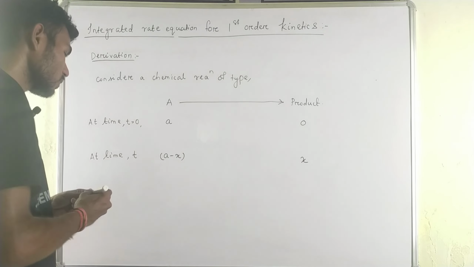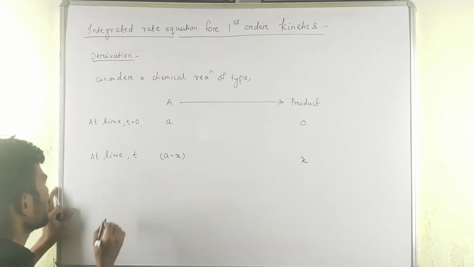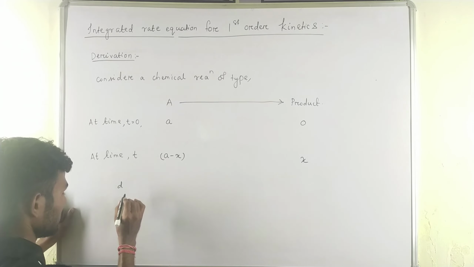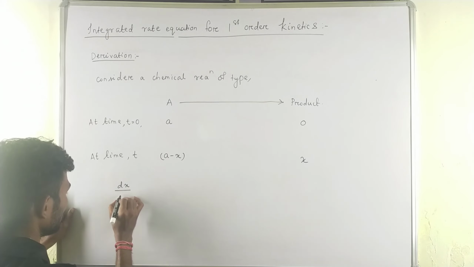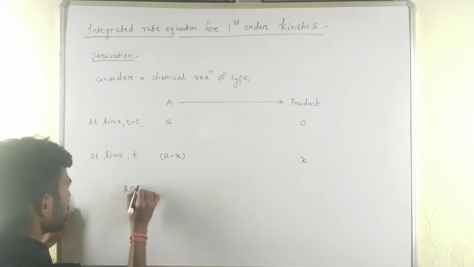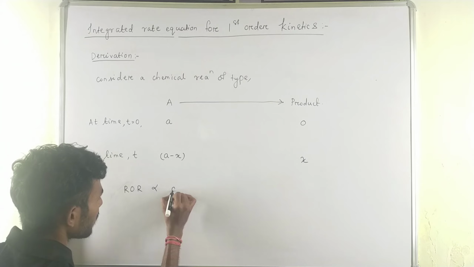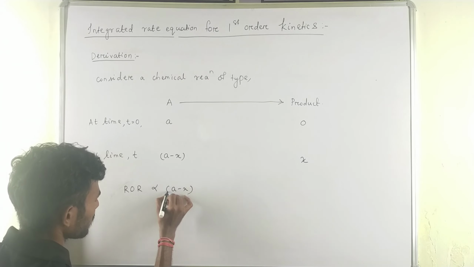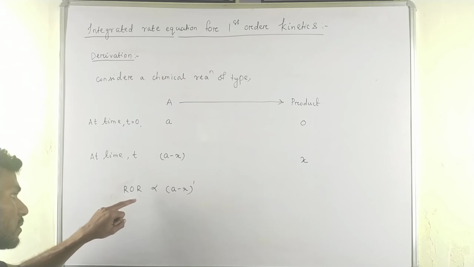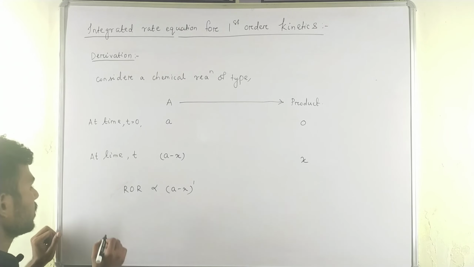Now according to the rate law, dx by dt, the rate of the reaction, is proportional to the concentration of the reactant a minus x to the power 1, because it is a first order reaction.